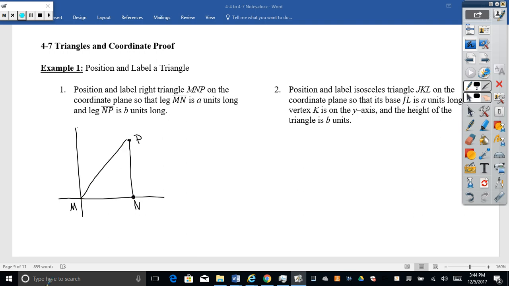Now, this time M would be at (0, 0). N, since this length is a units away, is going to be (a, 0), because it's the x value, right? And then since this is b units up, now this gets a little bit tricky here. I'm going to go to that point right there. So this is over a and up b. The ordered pair would be (a, b). Okay? So that would also work for that one.